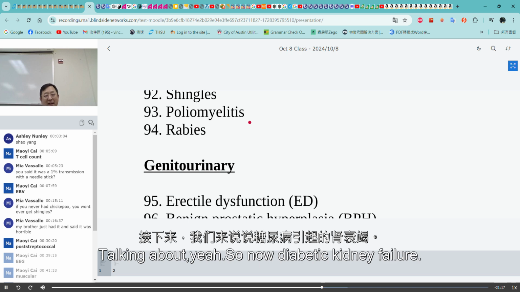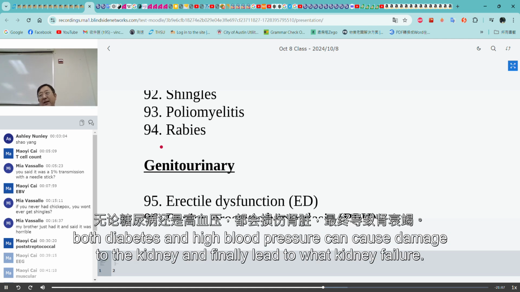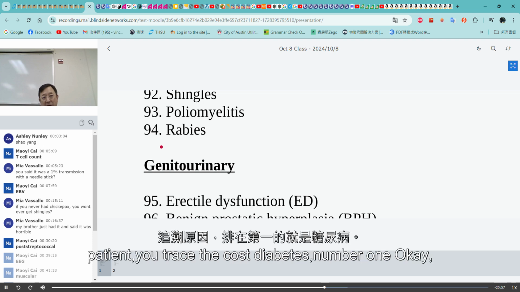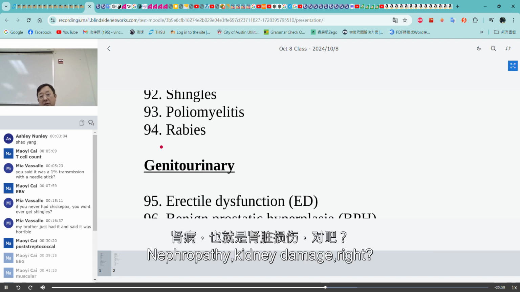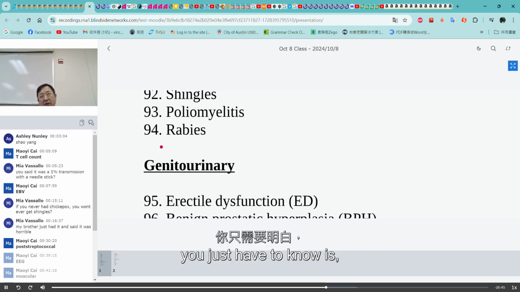We're talking about diabetic kidney failure. The number one leading reason right now is what? Diabetes. It used to be high blood pressure. Both diabetes and high blood pressure can cause damage to the kidney and finally lead to what? Kidney failure. These days, for any kidney failure patient, you trace the cause, and diabetes is number one. Nephropathy, kidney damage, right? And when the kidney fails, it cannot filter.